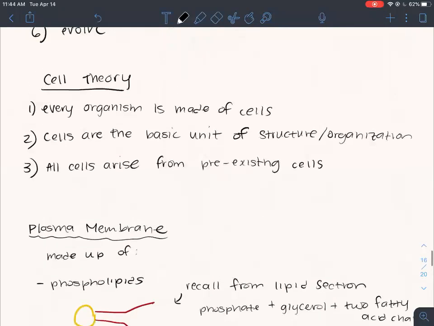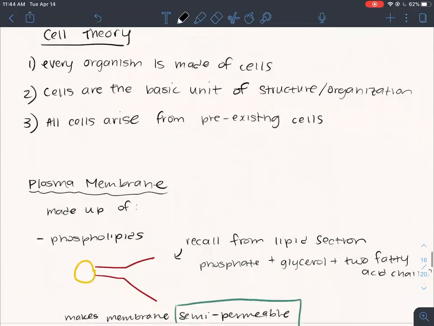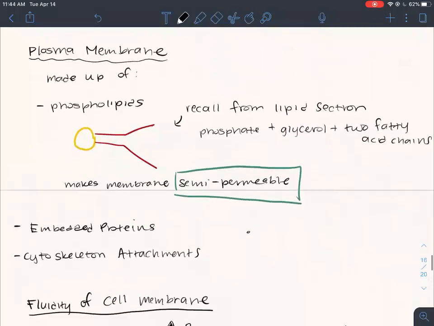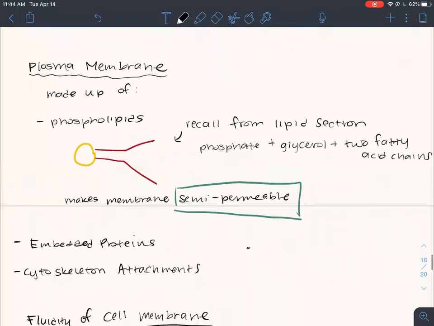So the cell theory basically states that every organism is made of cells. Cells are the basic unit of structure and organization, and all cells arise from pre-existing cells. So let's start talking about the plasma membrane. The plasma membrane has 3 main components. It has the phospholipids, which we learned about in the lipid section. It has embedded proteins, and it has the cytoskeleton attachments.